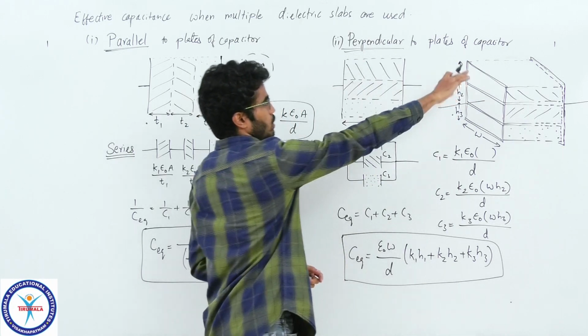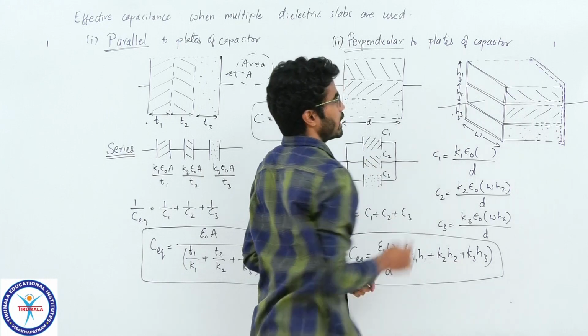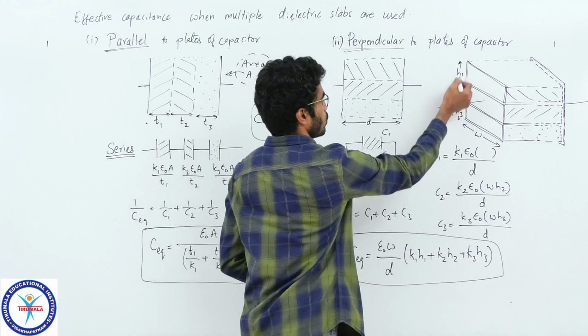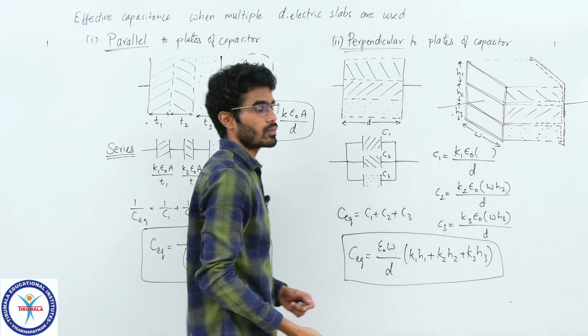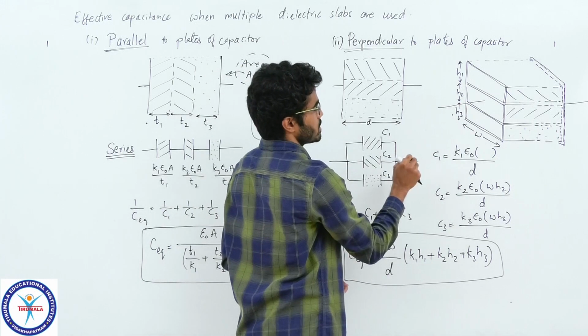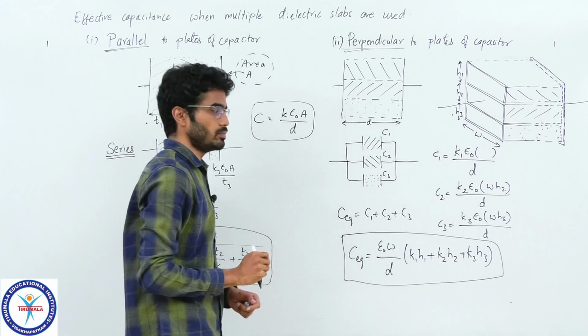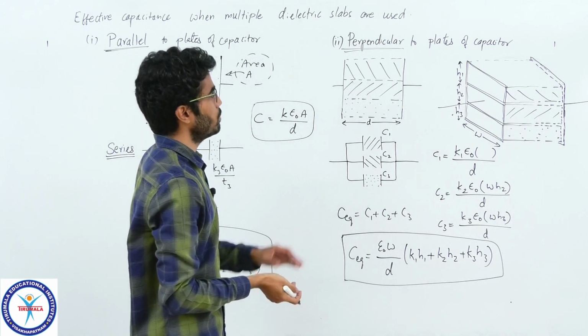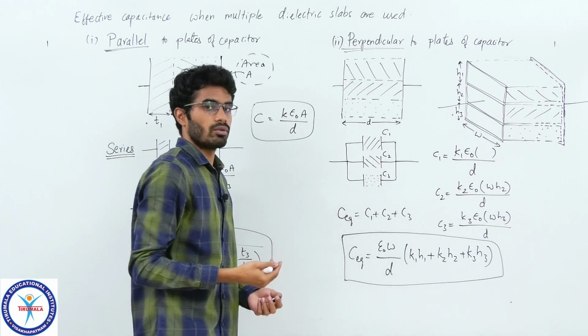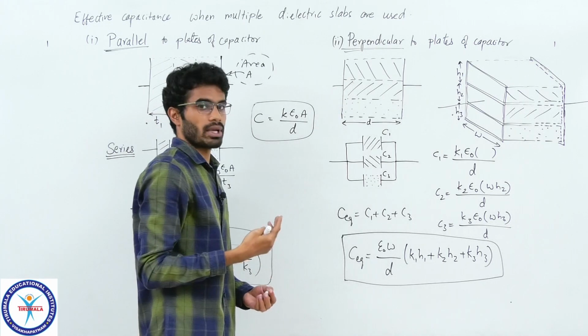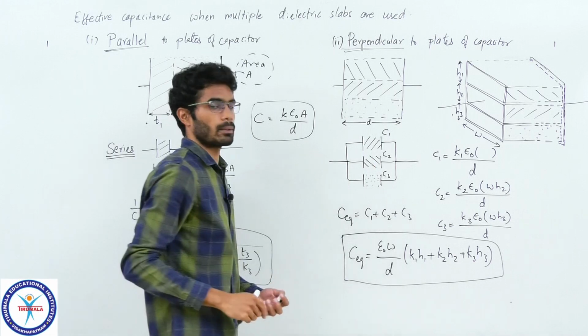Some portion at the top is now filled with the dielectric 1. Let's say it's filled up to a height H1. Similarly the second one H2, the third one H3. And the width of the capacitor plate is W. Now the area will be different in different cases here. So what do we do now? We split it into 3 capacitors which are placed in parallel.